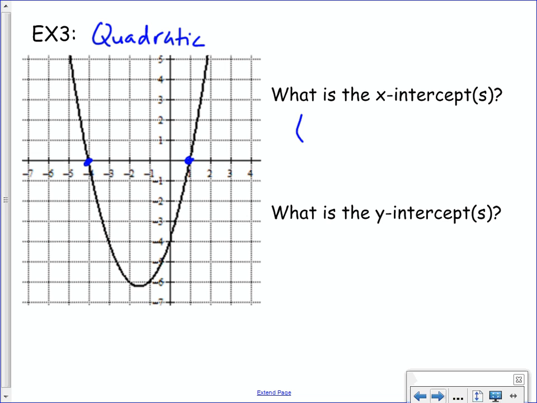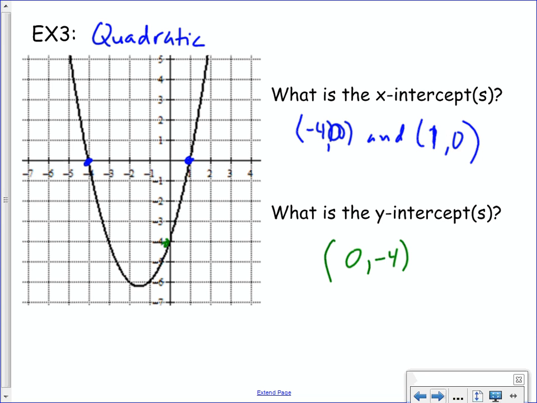So the first one's at? 0. Yep. And? 1, 0. There you go. And last but not least, there's 1 y-intercept at 0, -4. Very good. So, there can be 2, 1, or none. And we'll talk about the none next time.